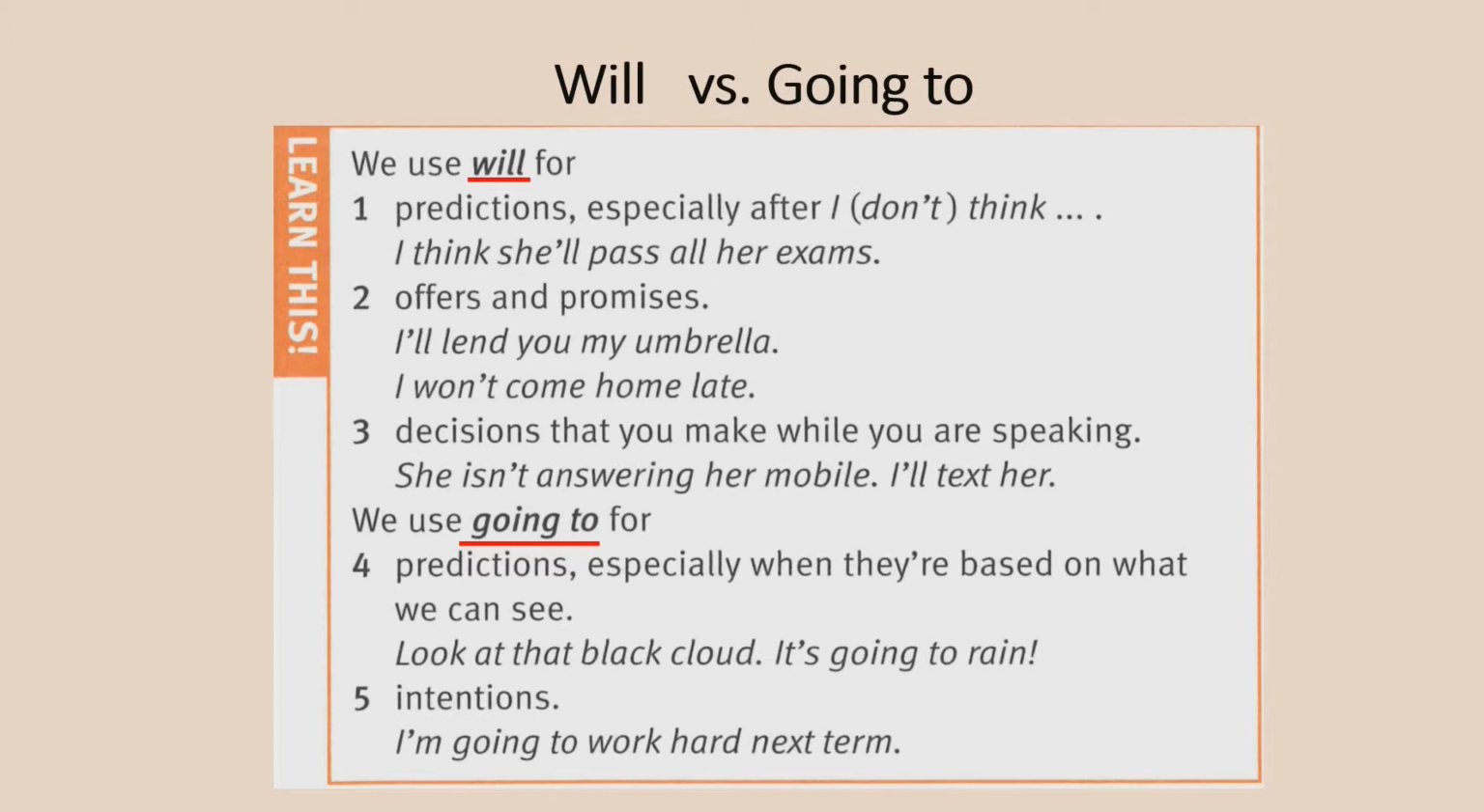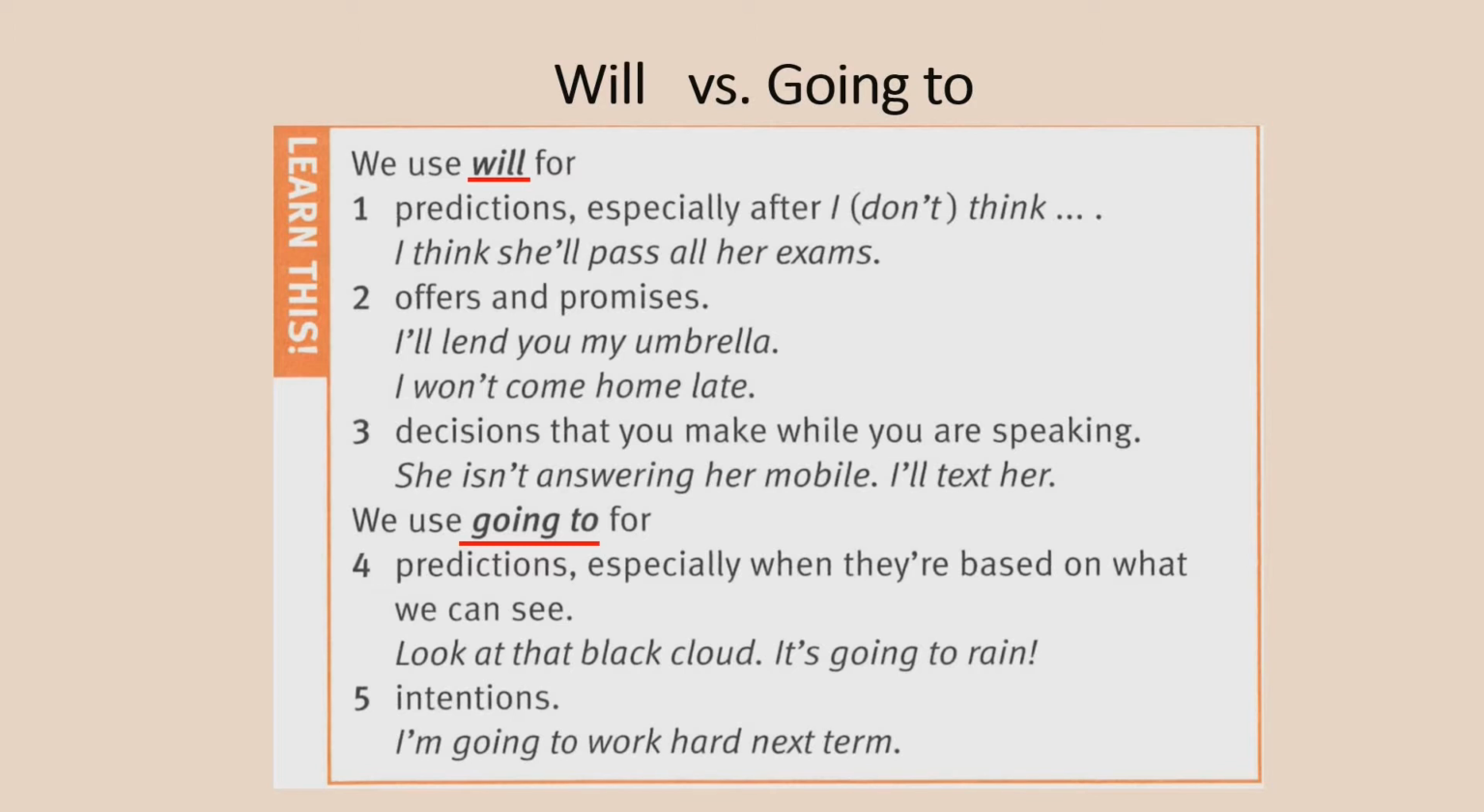For example, I'll lend you my umbrella, which is an offer, or I won't come home late, which is a promise. And lastly, will is used for decisions that you make while you are speaking. So instantaneous decisions. She isn't answering her mobile phone. I see, I'll text her.